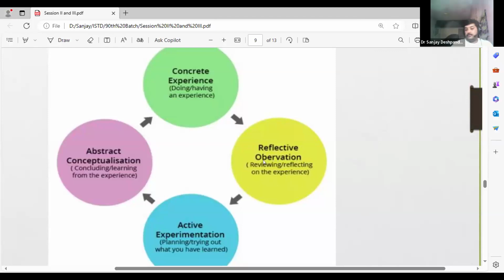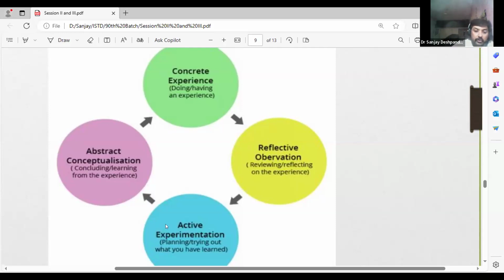Next, RO. Reflective observation. You learn by observing. You may not need special assistance or extra assistance by a tutor, by a coach, or by someone. You just observe and you learn. Are you getting me? Okay.